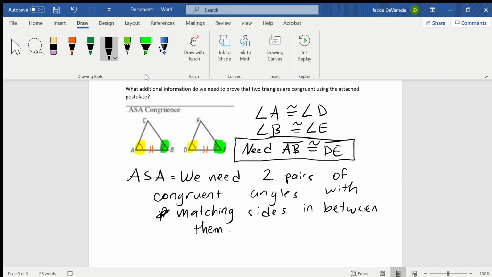Okay? All right. And then we're done, right? So a lot of this is knowing what you need in order to answer the question and being able to identify that, right? So I just have two angles. All I am missing is that side in between. It has to be in between. So that's your review of these four postulates.